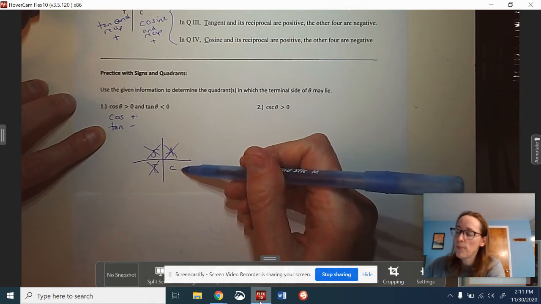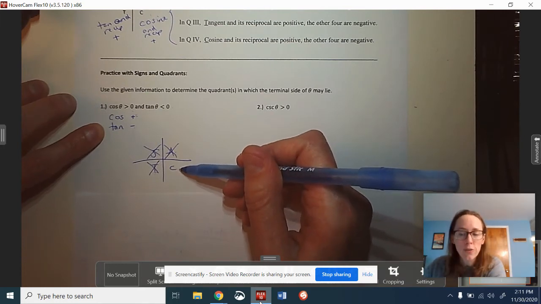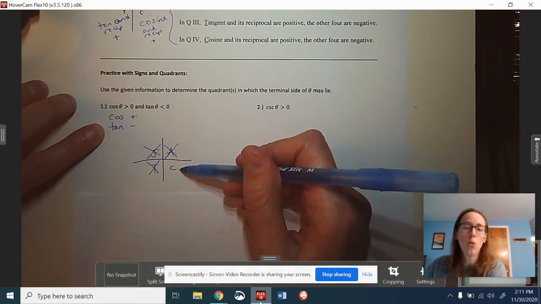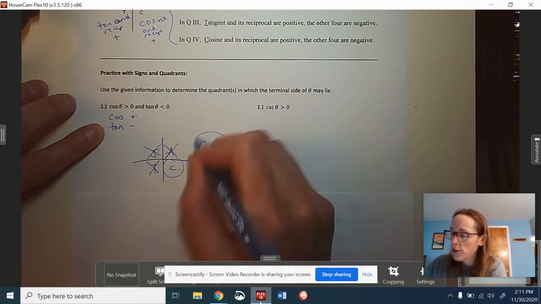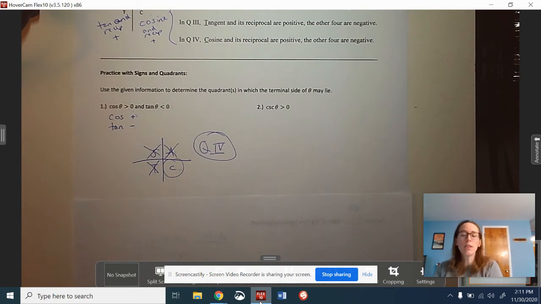Let's check quadrant 4. Is tangent negative in quadrant 4? Yes, because only cosine and secant are positive. So what we have is quadrant 4 for our answer. And it's a process of elimination.